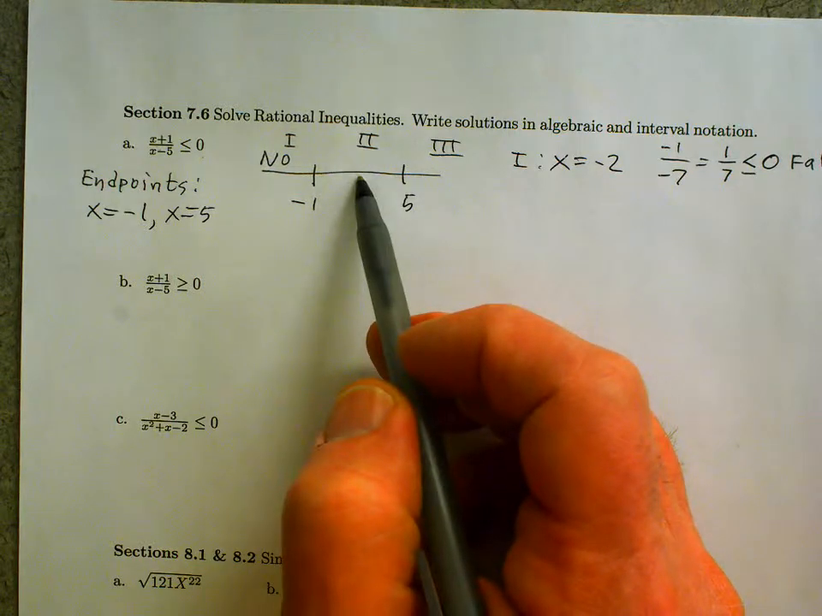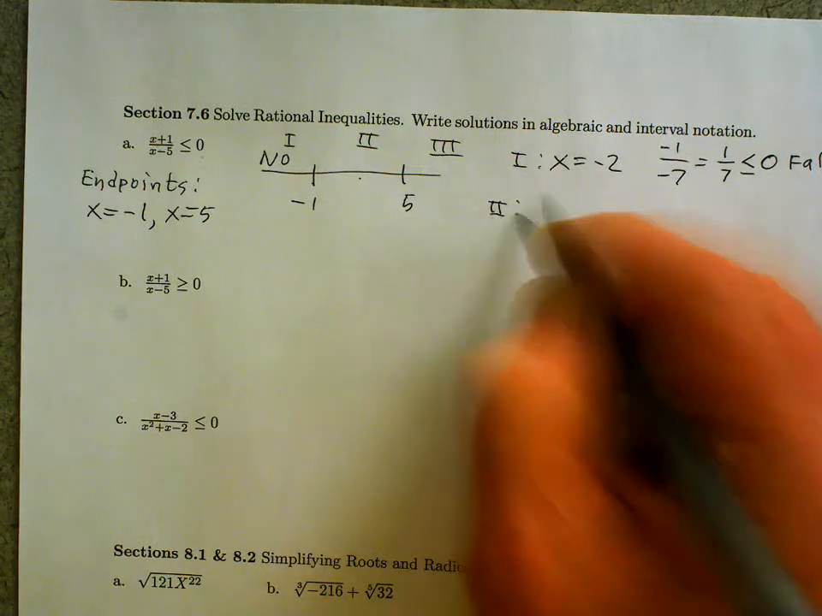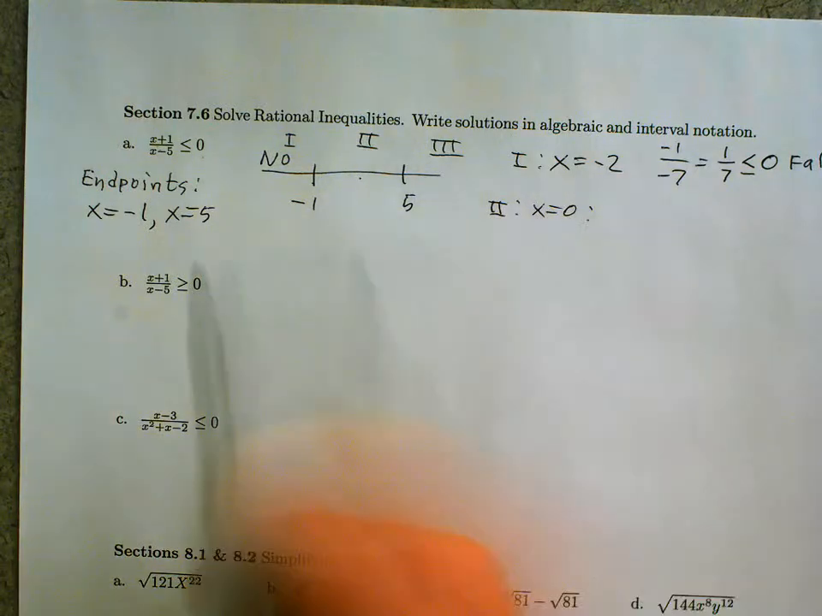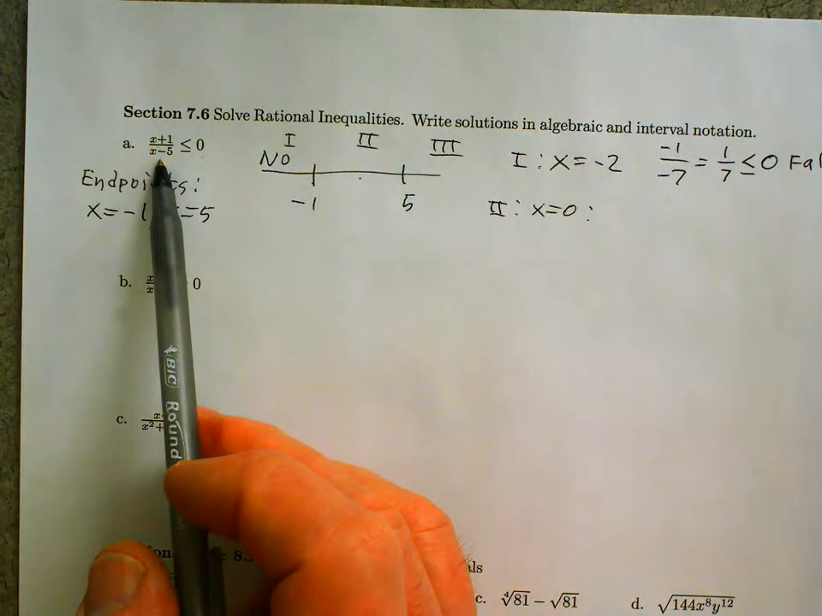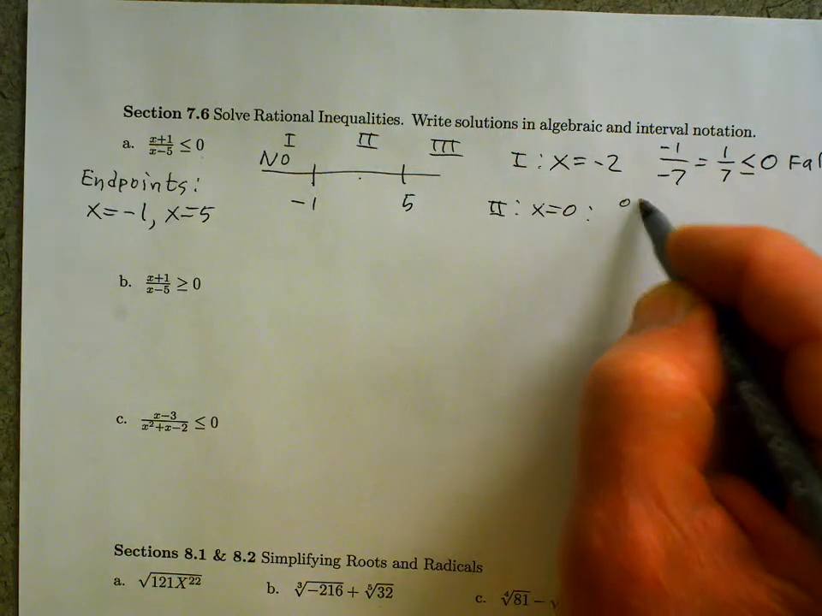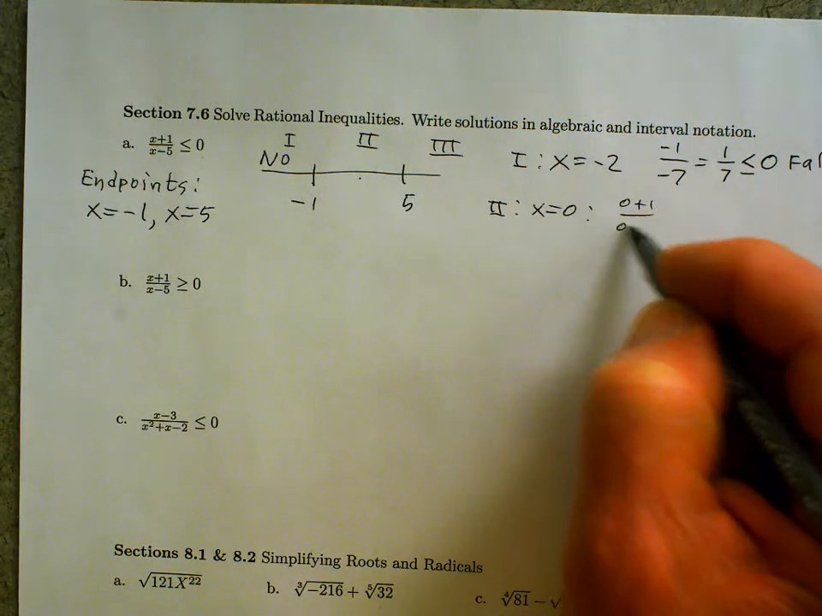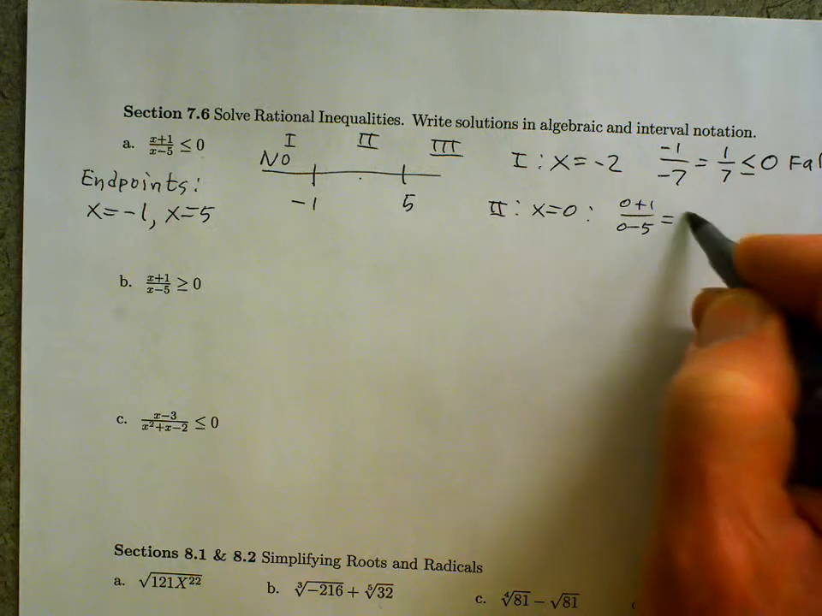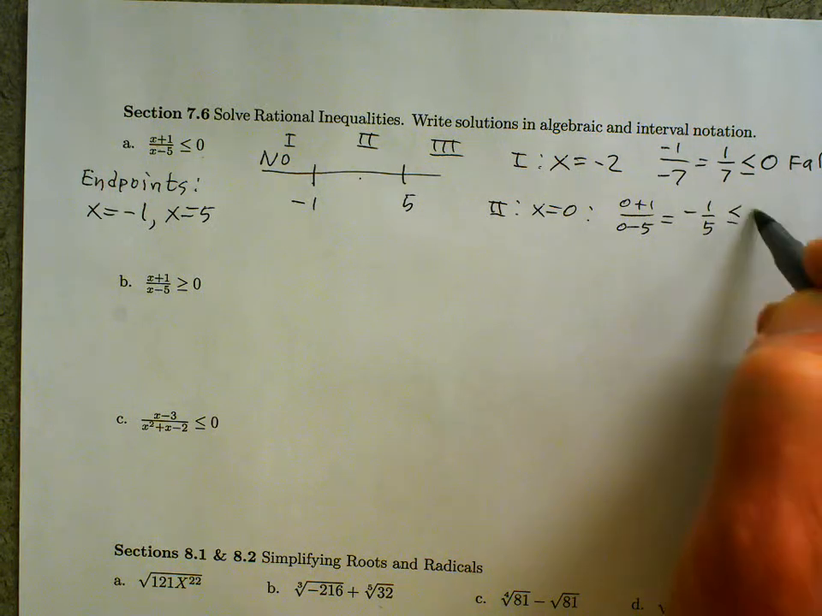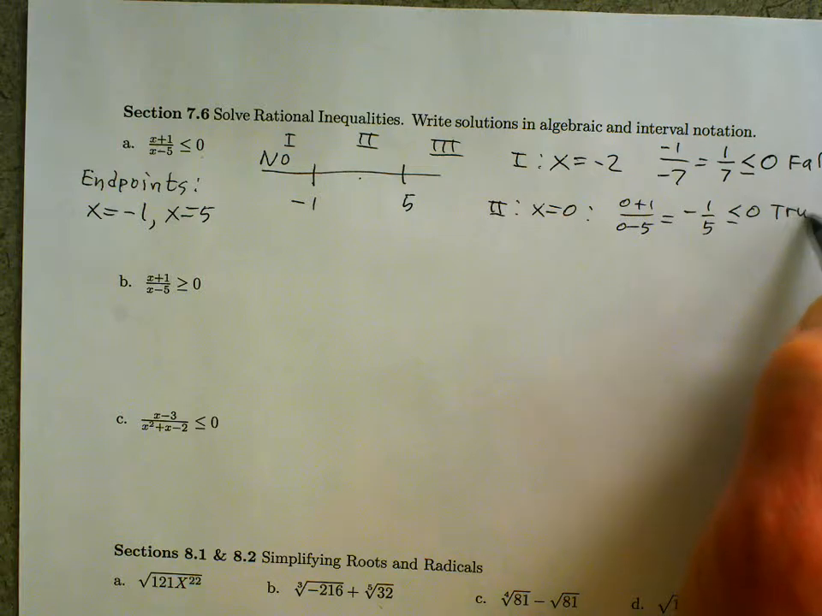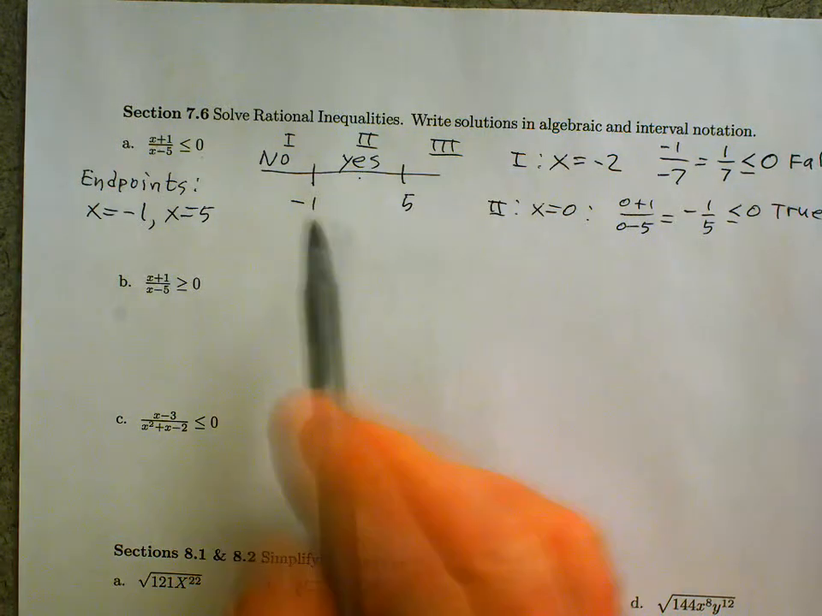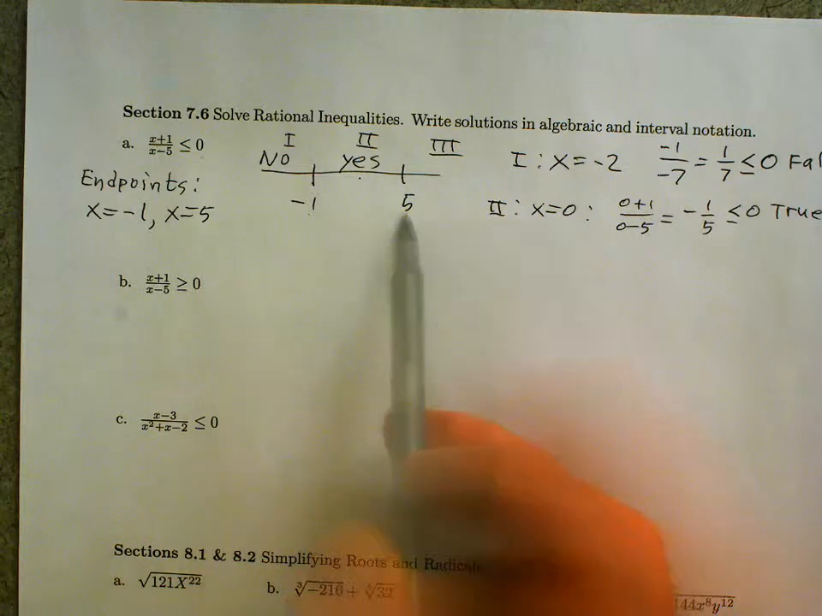In the second interval, we can pick 0 as the test point. And then in the inequality, replace every x with 0. So we get 0 plus 1 in the numerator, 0 minus 5 in the denominator. That is -1/5. The inequality is less than or equal to 0, which is true. So all of the numbers between -1 and 5 are solutions.